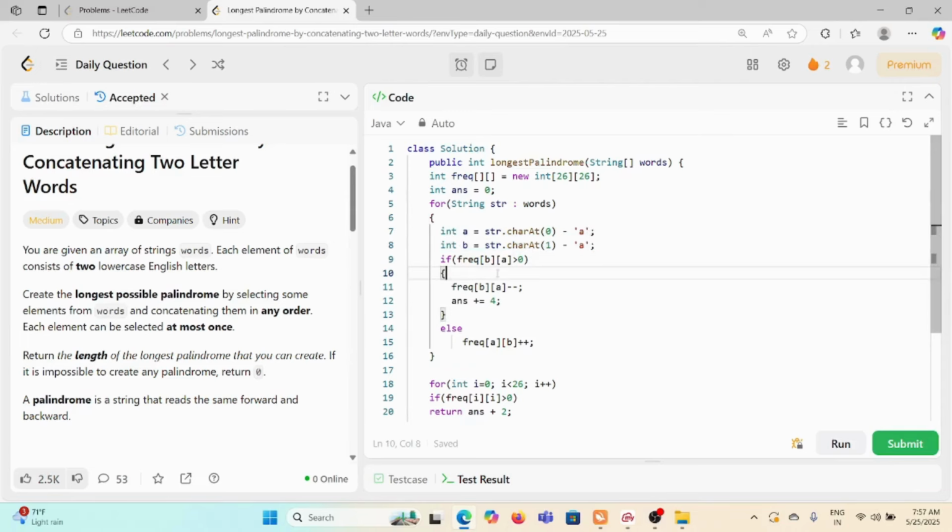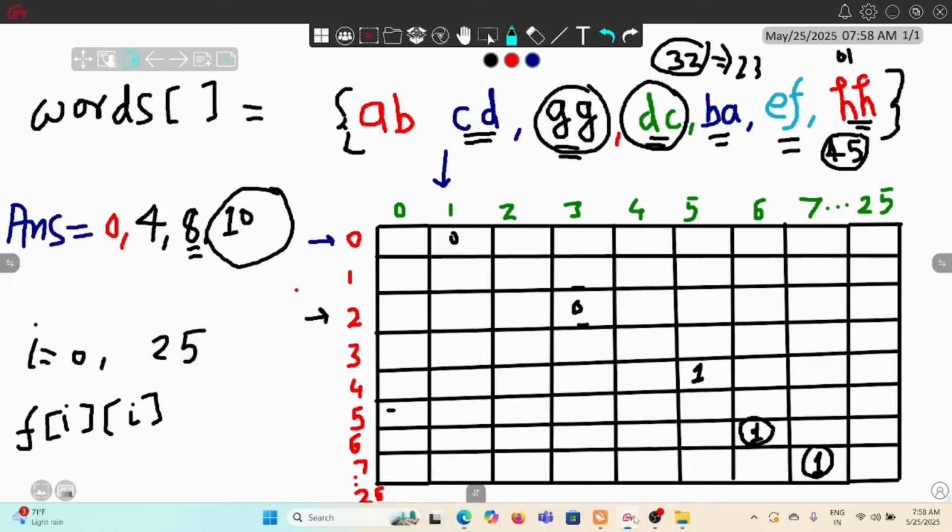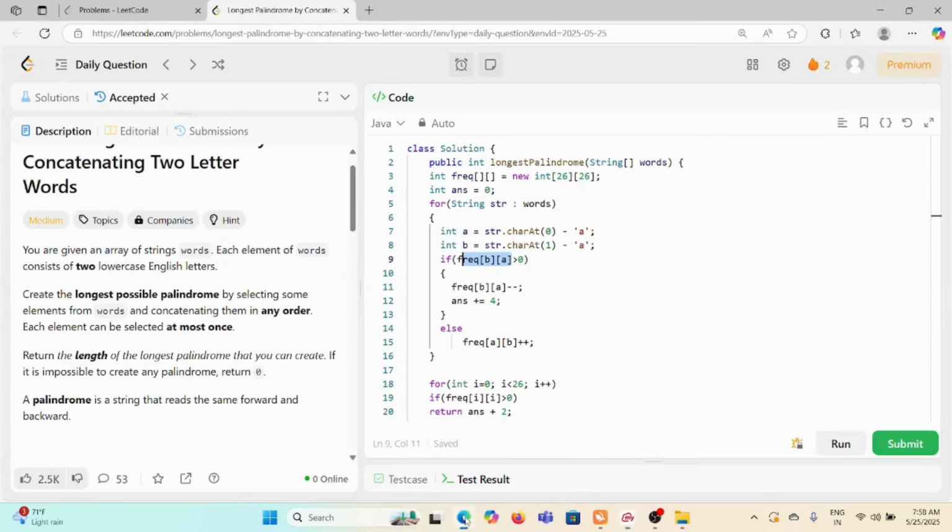I am just deducting the character a so that it will give me the corresponding coordinates. Okay, now see here, what we are checking here is whatever we are encountering, we are looking for the opposite coordinate of it. That hey, if it is greater than 0, that means it is already occurred. Same way, the way which we were doing here, right? When AB came first time, we increased AB frequency, but when BA came, then we decreased it. So same thing I am checking here.